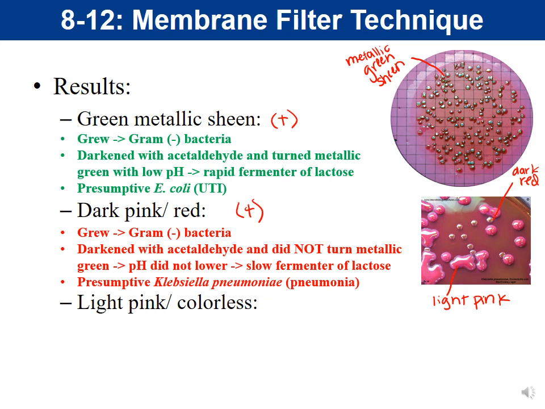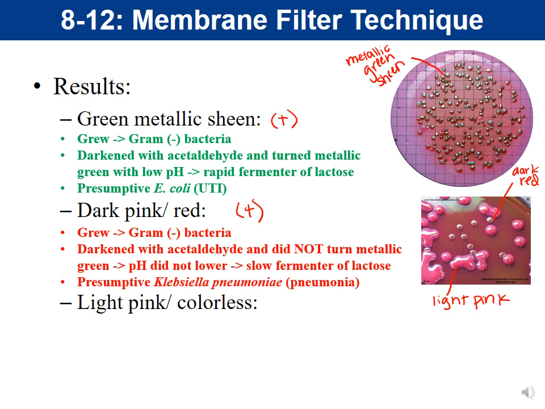Now, let's come to our last example, which is the light pink or colorless. And what it means by colorless is not that the colonies are clear, but that they just look like the agar itself. So, light pink and colorless tells you it grew, right? So it's a gram-negative. It did not darken, so was there acetaldehyde? And the answer is no, right? Because if acetaldehyde was there, the colonies would have darkened.